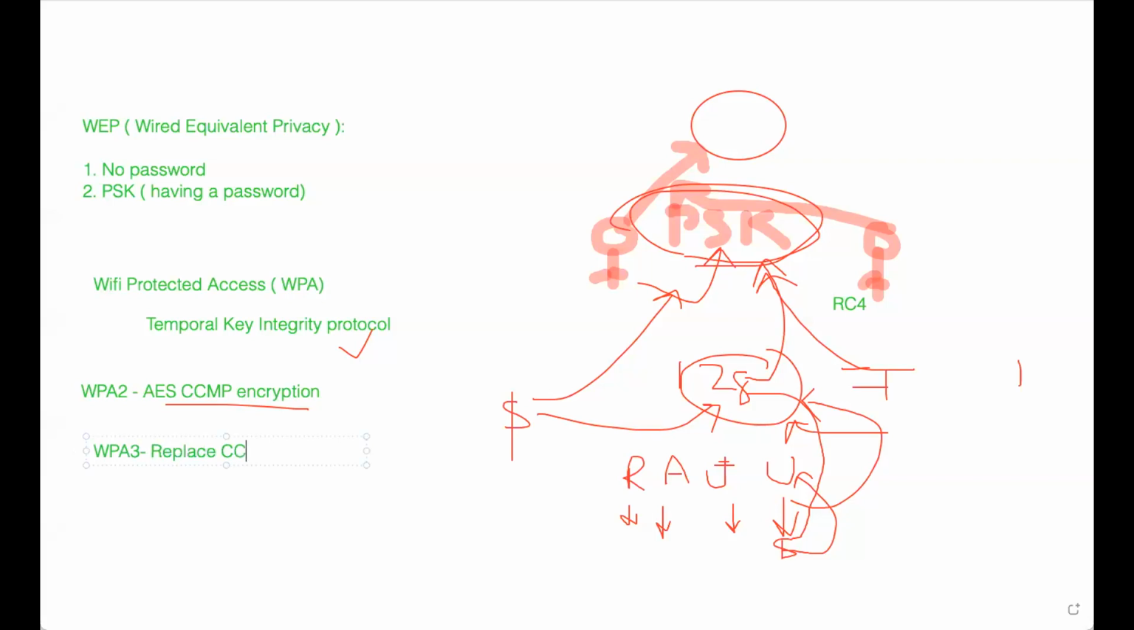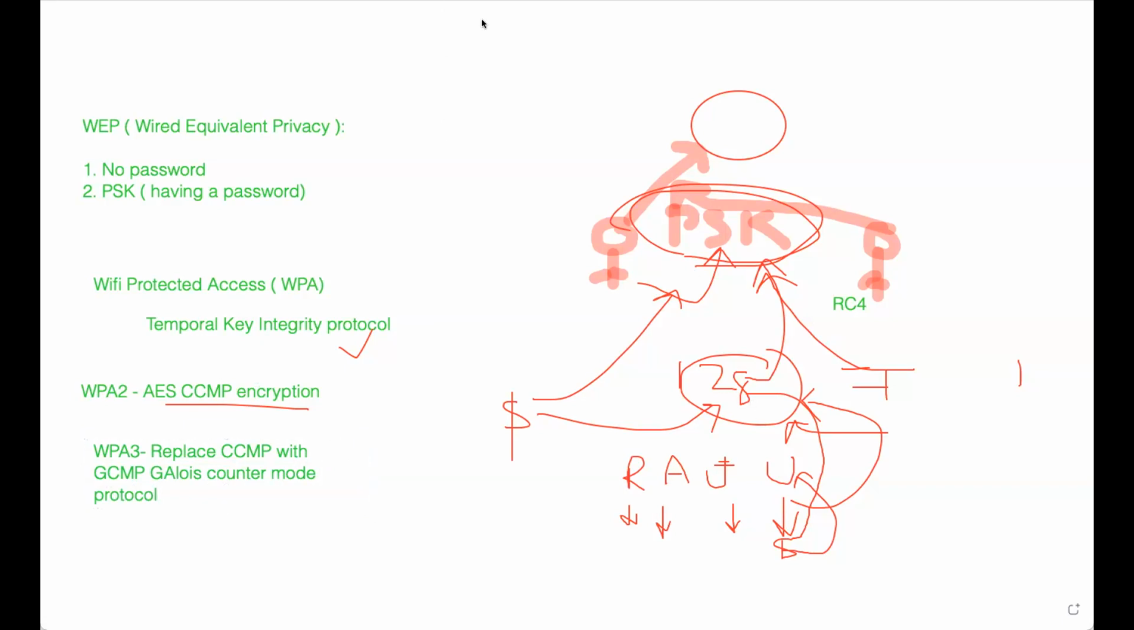Replace CCMP with GCMP. It's the same, but it's from someone called Galois, the Galois Counter Mode Protocol. It added better security to it.